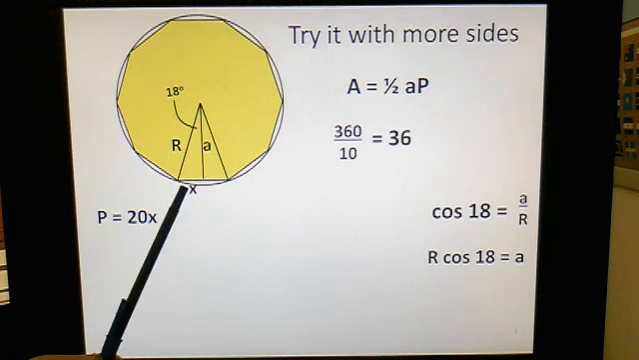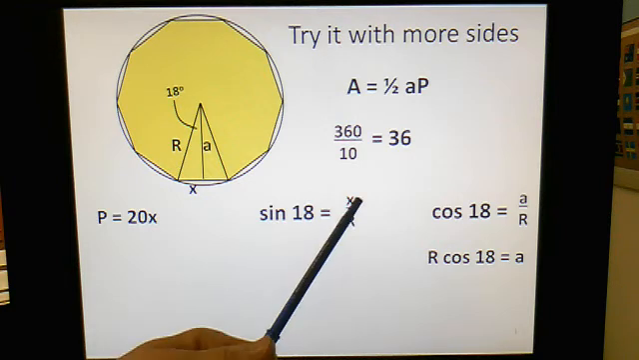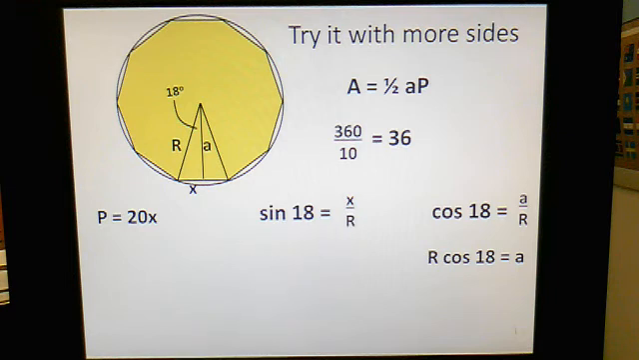Now I want to get x in terms of the radius. So I need some trig to get me there. Same as before, the x is across from or opposite the 18, and the r is still the hypotenuse. So if you're thinking opposite over hypotenuse, of course that's a sine ratio. So sine of 18 is x over r. Same process as before. Solve this thing for x. In other words, multiply both sides by r. So r times sine 18. On the other side, the r's would cancel, and you'd have just x left over.